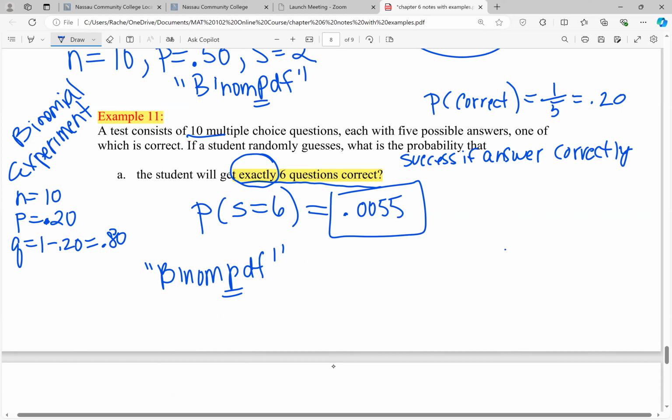So that represents the probability that if we guess on all 10 questions, we're going to get 6 of them correct. Notice that's a really, really small probability. It's less than 1%, which makes sense because the odds are against you. If you're going to take a 10 question test and each question has 5 choices and you're just going to guess, it's not very likely that you're going to get a lot of them correct, as you can see by this outcome.